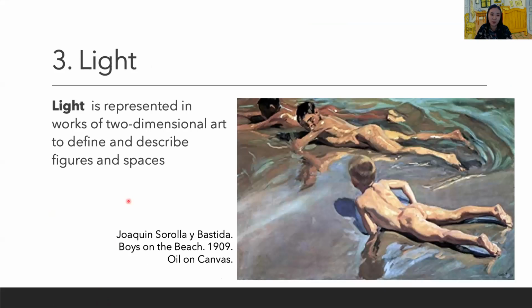And let's move on to the light. So the light is represented in works of two-dimensional art to define and describe figures and spaces. By using light, we can make a space and three-dimensional mass on the two-dimensional surface.